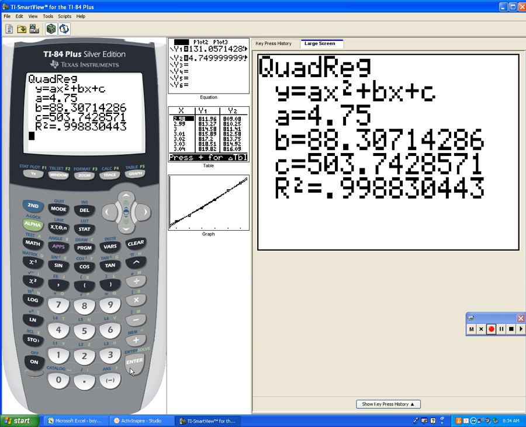Okay, so D says find the quadratic regression equation, round the coefficients to the nearest 0.01. So this would be y equals 4.75x squared plus 88.31x plus 503.74. Okay? And then E says, does the value of r squared suggest that the quadratic model is appropriate? If you look at the r squared, that looks pretty good. So how do we know?